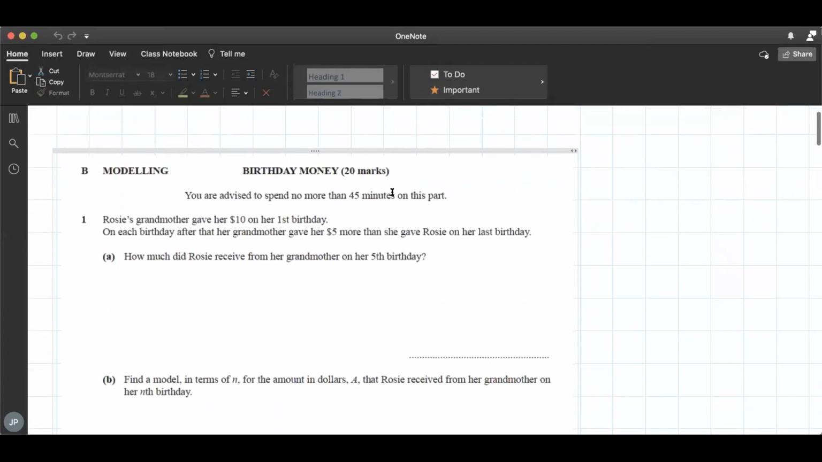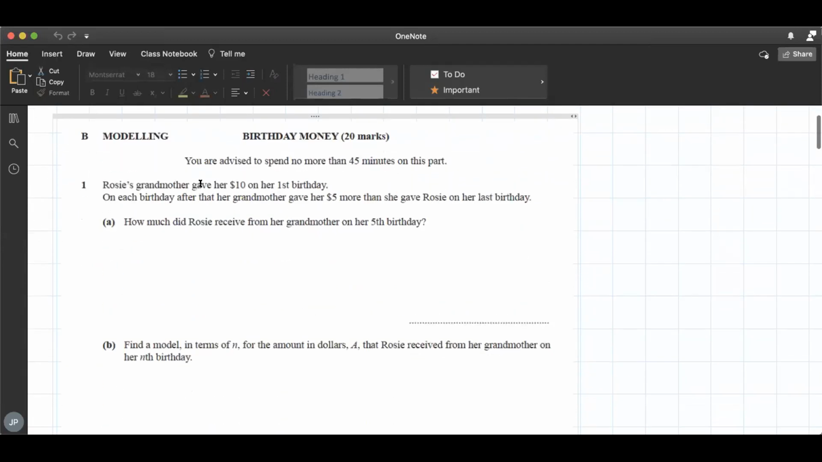So the first part might be very obvious. It says Rosie's grandmother gave her $10 on her first birthday. On each birthday after, her grandmother gave her $5 more. Looks like an arithmetic progression. Has anyone done sequences and series? In fact, one of the earlier sessions was on sequences and series, I believe. So if you've done sequences and series in your school, it looks like an AP. The first term is 10, and on each birthday after, you get 5 more than she gave on the last birthday.